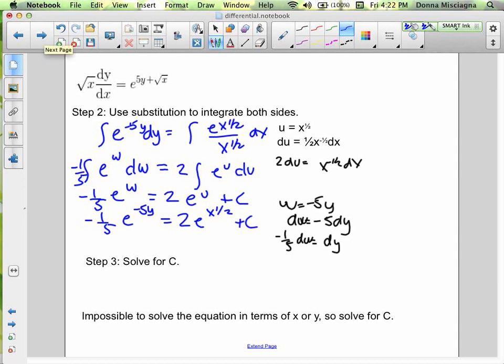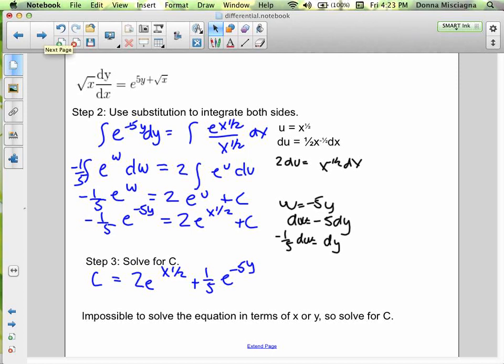Again, I'm going to solve for c here. It's impossible to solve the equation in terms of x or y, so let's just solve for c instead. If I didn't have 2 of them here, then I'd be okay. So let's just move everybody over. I'm going to move the negative 1/5. I'm going to put the c over here. The sign doesn't matter, right? It's just some constant. Some constant is going to be equal to 2e to the x to the 1/2 plus 1/5 e to the negative 5y, right? So that's the equation who has that up there as its differential equation. Okay? So we'll finish this one.